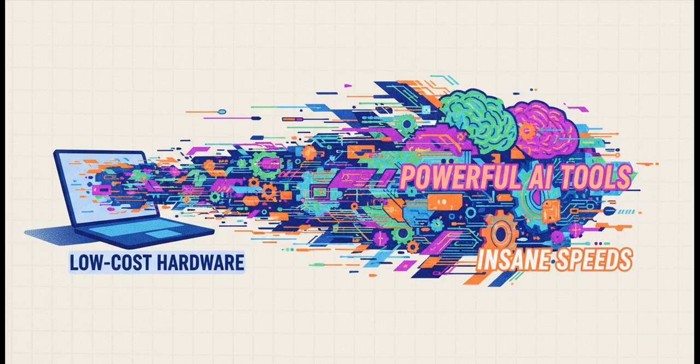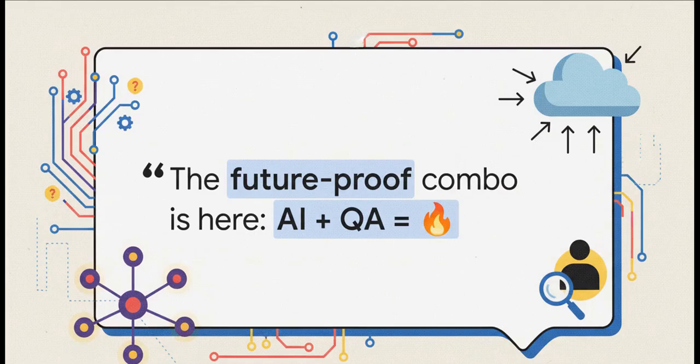So what's the bottom line here? What does this all mean? It means you can now build incredibly powerful, next-level AI tools using the normal, low-cost hardware you already have. And you can do it at speeds that were just a fantasy before. And that really leaves us with this final thought. This combination of AI and QA, it's not just a fad, it's the future-proof combo. And tools like Ollama Cloud are tearing down the barriers, making that future available to everybody right now. The only question left is, what are you going to build with it?